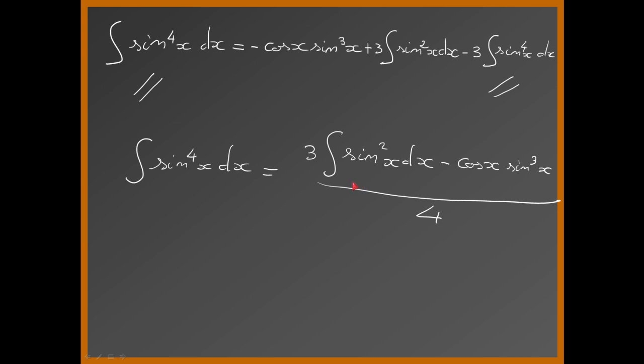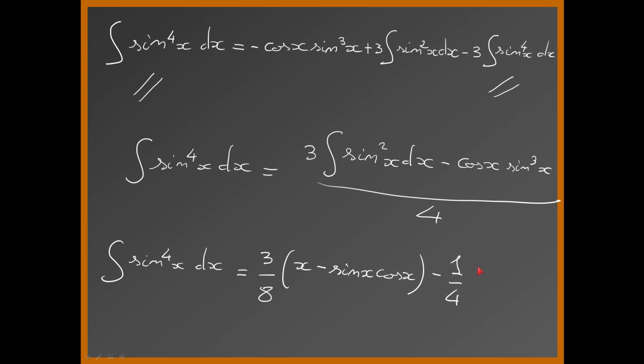By substituting the expression for the antiderivative of sine squared of x that we have just found, we obtain that the antiderivative of sine to the fourth of x is then equal to 3 over 8 that multiplies x minus sine x cosine of x, minus 1 over 4 that multiplies cosine of x times sine cubed of x.